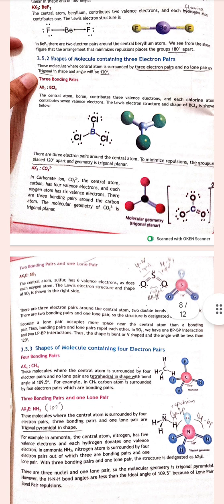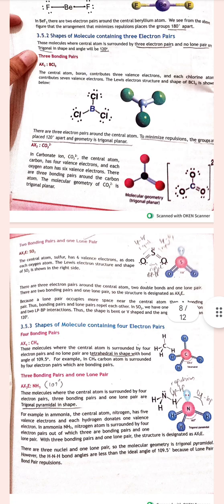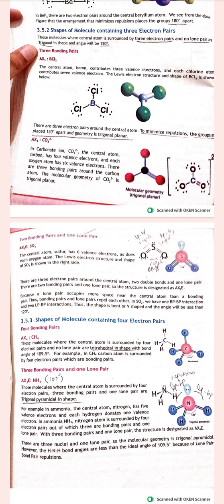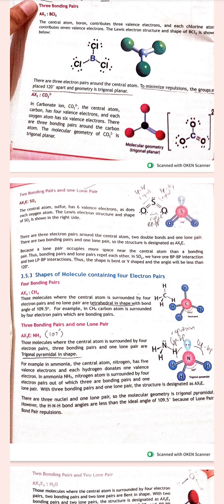Now we have the shapes of molecules containing 3 electron pairs. Those are molecules where the central atom is surrounded by 3 electron pairs and no lone pair. The geometry is trigonal planar, and the angle will be 120 degrees. The central atom is boron, which contributes 3 valence electrons, and each chlorine atom contributes 7 electrons. The Lewis electron structure and shape of BCl3 is shown.